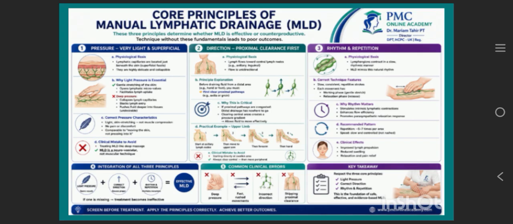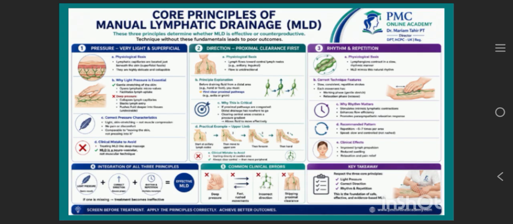Next are the correct pressure characteristics. Firstly, light skin stretching, not muscle compression. Secondly, no pain or discomfort. Thirdly, it is comparable to moving the skin, not pressing into it.